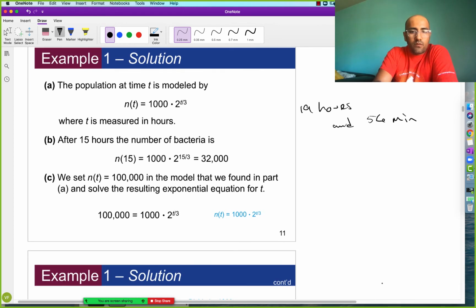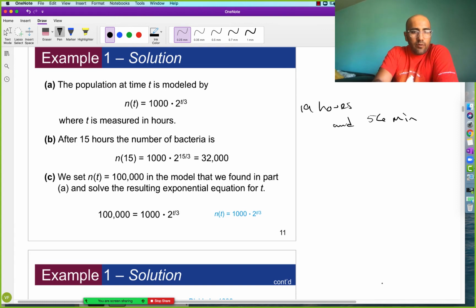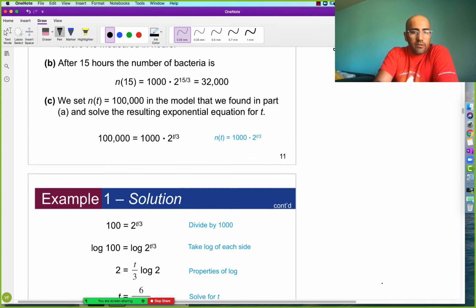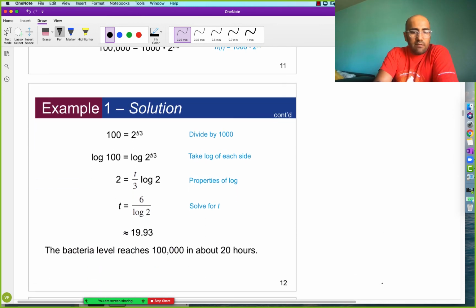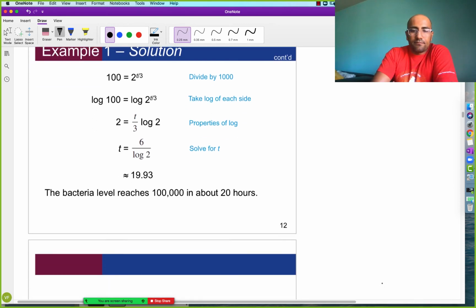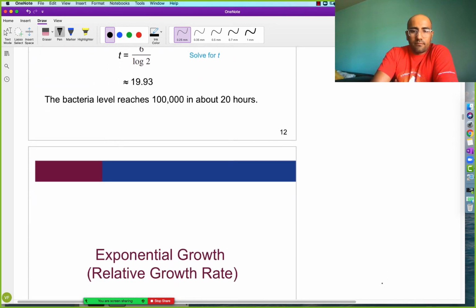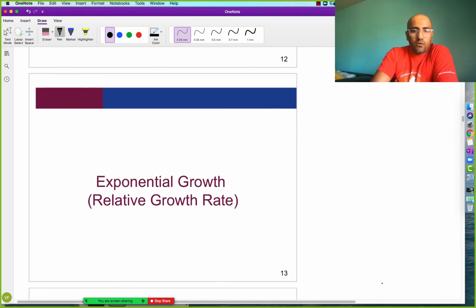Okay, so the author did the same thing I did there for part A, for part B. Part C, same thing, 19.93, pretty close to 20 hours. Any questions? Good.